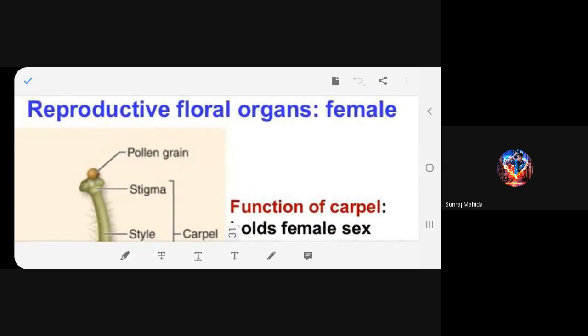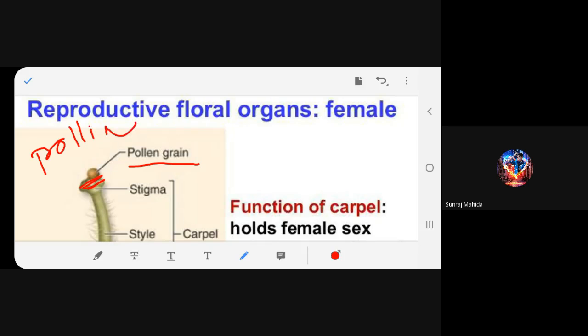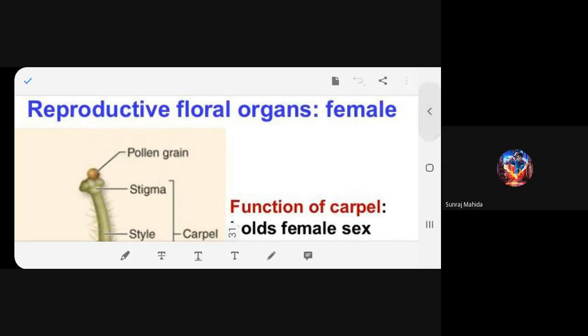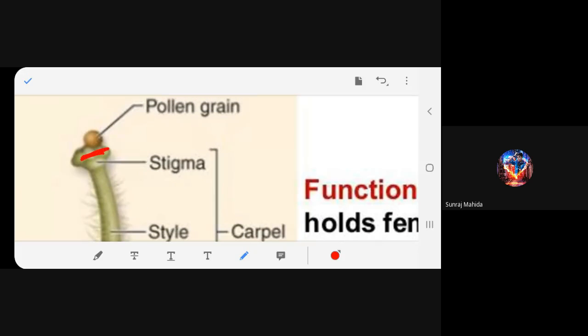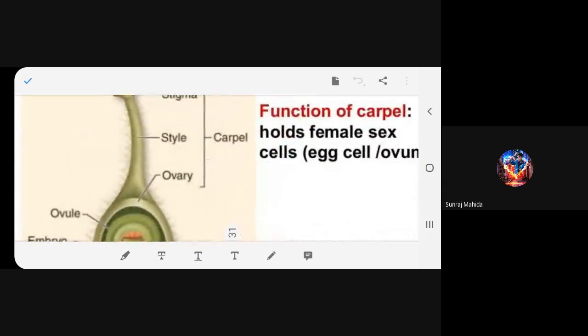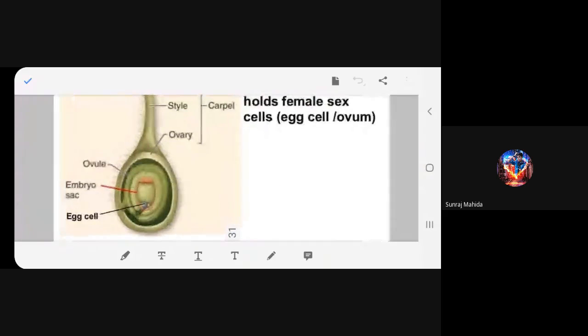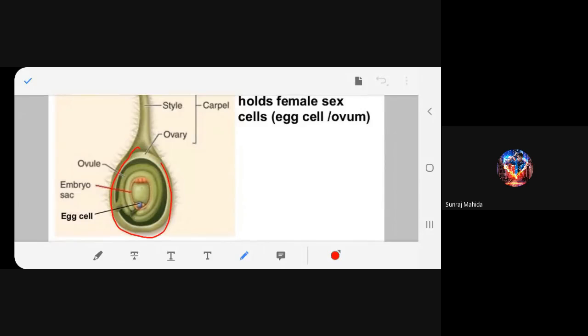Now you can see over here, this is the pollen grain which has come onto the stigma. So this is called pollination. What is it called? Pollination. Okay, this much you have understood. So this pollen grain is on the stigma. This tube is called style, and this style has got a swollen portion which is known as ovary.